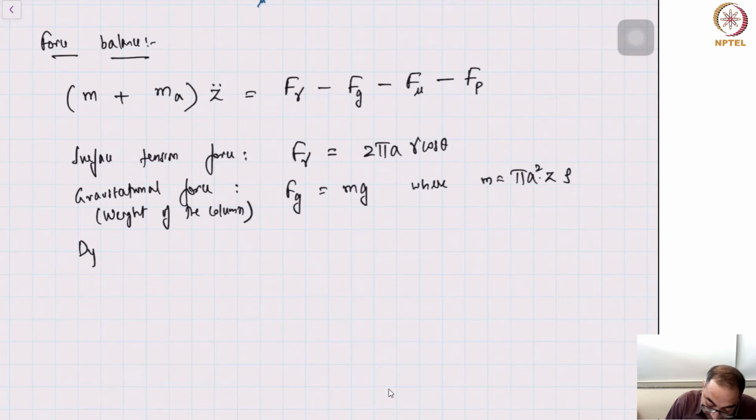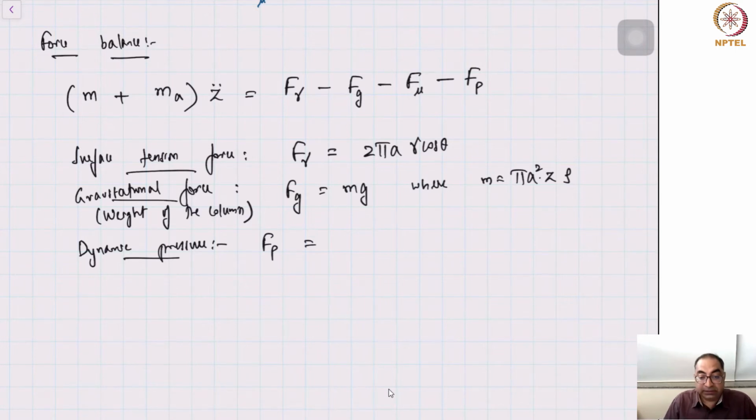The dynamic pressure, I've called it as FP. That will be pressure times area. That's basically the pressure times area. And pressure would be, by Bernoulli's, half rho V square. At any point, the column is rising with a velocity of z dot, so half rho z dot square times area. Now one can easily understand why this term would enter.